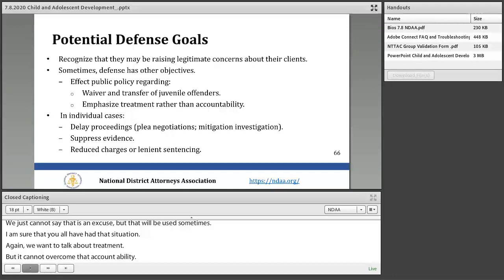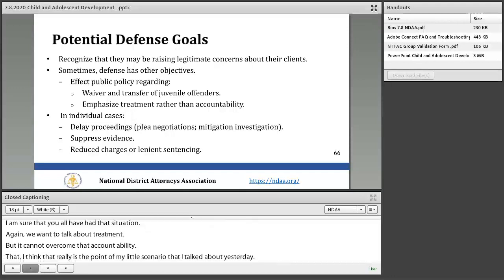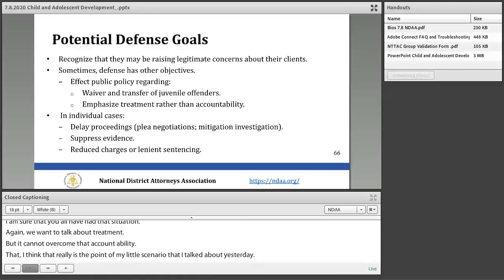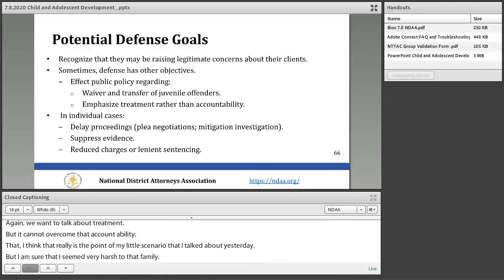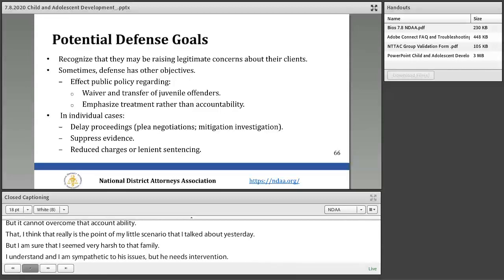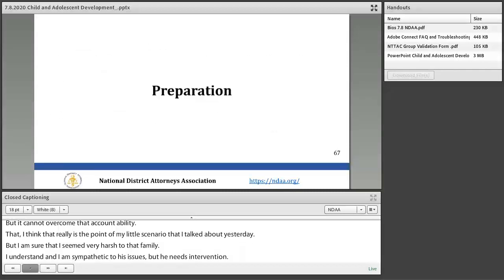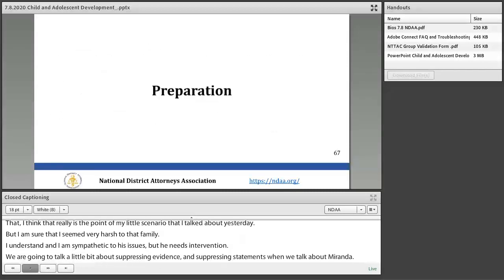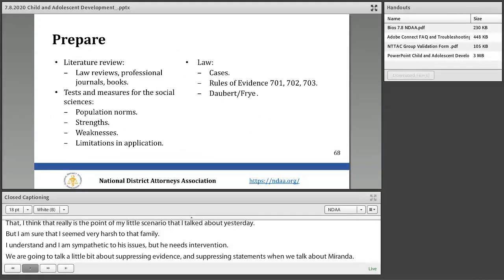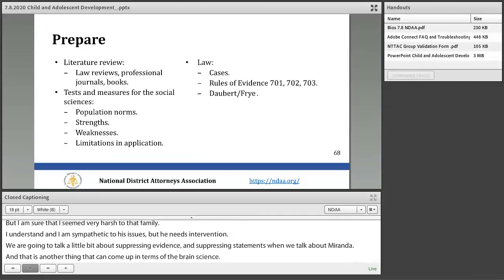We want to talk about treatment, but it can't overcome that accountability. That's, I think, really the point of my little scenario that I talked about yesterday. But I'm sure I seemed very harsh to that family. I understand and I'm sympathetic to his issues, but he needs intervention. We're going to talk a little bit about suppressing evidence and suppressing statements when we talk about Miranda. And that's another thing that can come up in terms of the brain science.